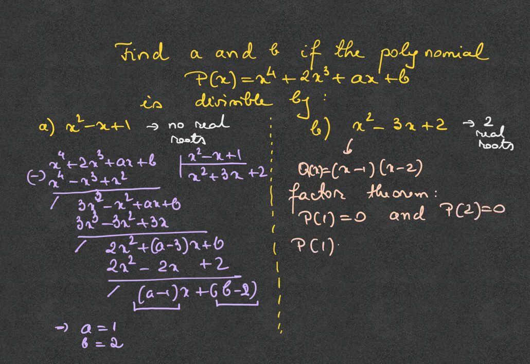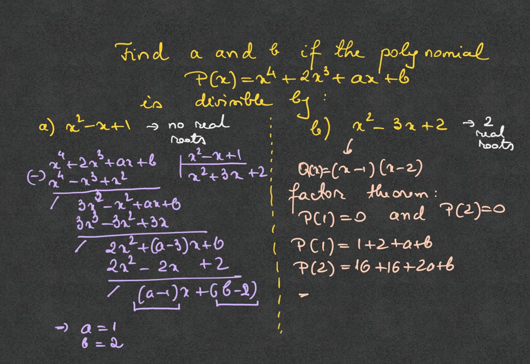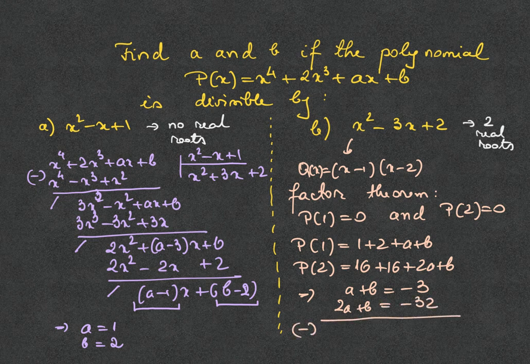P of 1 is 1 plus 2 plus a plus b. P of 2 is 2 to the power of 4, 16, plus 16 plus 2a plus b. Therefore, a plus b needs to be negative 3 and 2a plus b needs to be negative 32. Subtracting them, I get a equals negative 29. And therefore, b equals minus a minus 3, so 29 minus 3, 26.